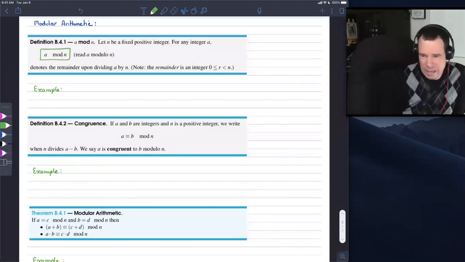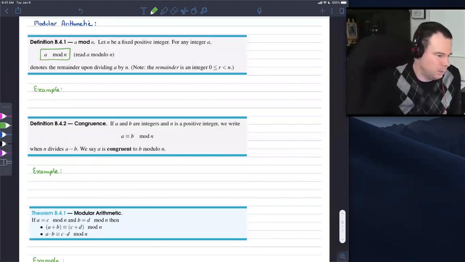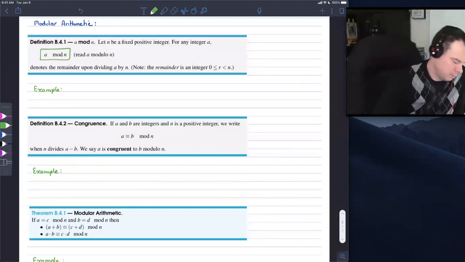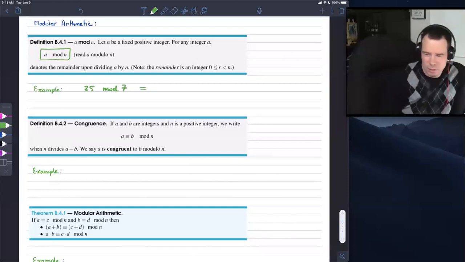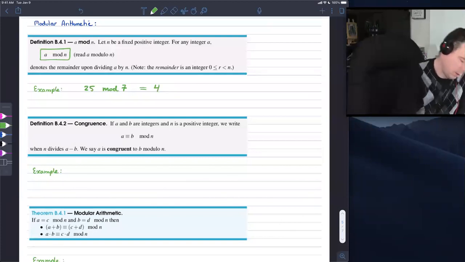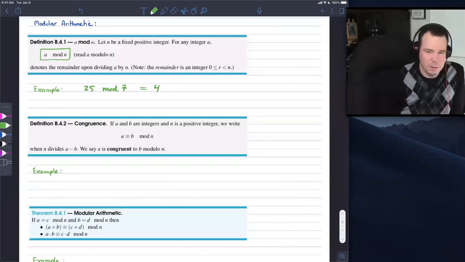So we read this as a mod n, and all it represents is the remainder when you take a and divide it by n. So for example, if I had 25 and I took it mod 7, I just want to find the remainder when I take 25 and divide it by 7. 7 goes into 25 3 times to make 21, and then there's 4 left over. So that symbol 25 mod 7 is representing the number 4.